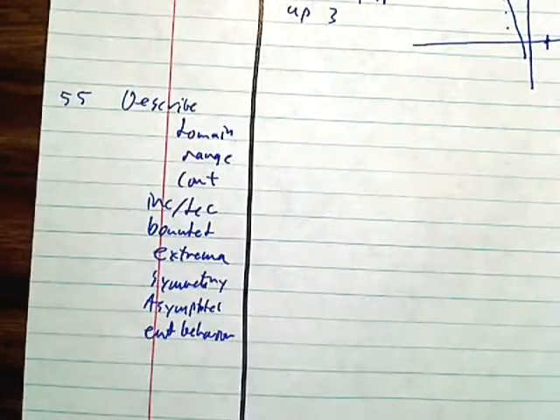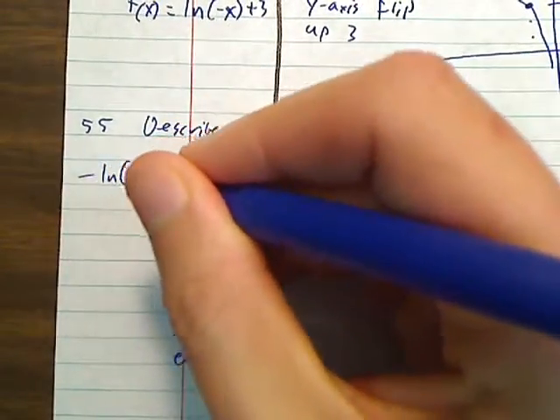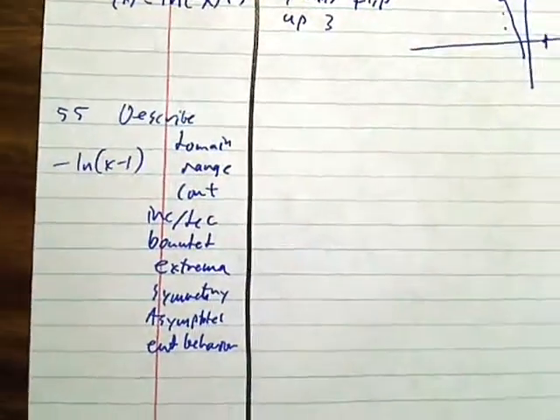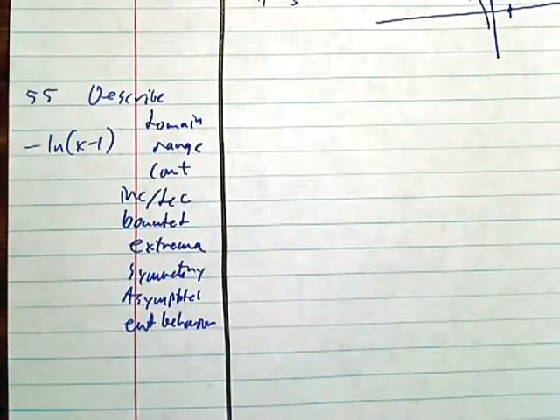Okay, so describe all of this stuff. My function for 55 is negative natural log of x minus 1. Negative natural log of x minus 1. So go ahead, get your grapher out, and fill all that stuff in. I will give you a minute. Pause, please, for crying out loud.